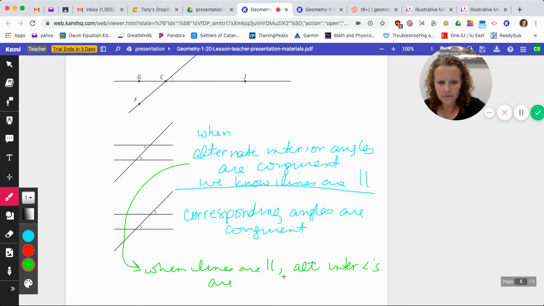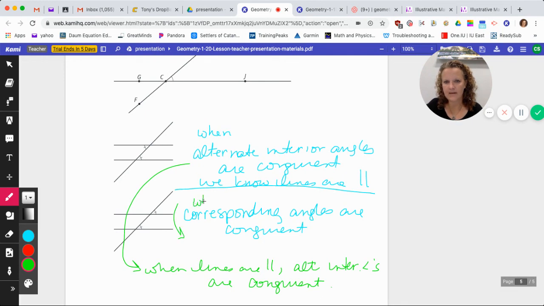Oh, golly. Those are called converses of each other. So you can say when alternating interior angles are congruent, we know lines are parallel. You can also say when lines are parallel, we know alternating interior angles are congruent. They go back and forth. I can go one way or the other. I can use parallel lines to prove angles are congruent, or I can use angles are congruent to prove lines are parallel. All right, and I can do the same thing for this one.